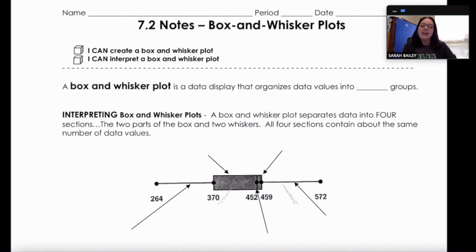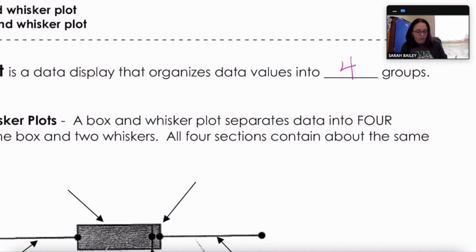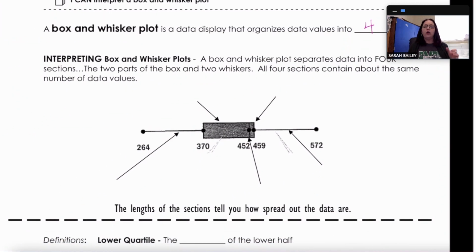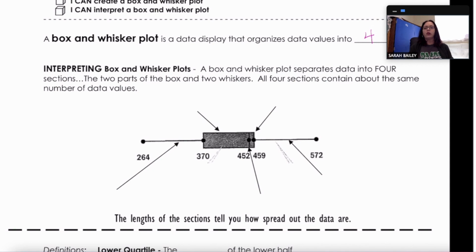Hello. Today we're going to talk about how to make a box and whisker plot. And so first one is a box and whisker plot. Well, if you're looking over here at your screen, you see an example of one. A box and whisker plot is just a data display that organizes data values into 4 groups. You should have seen box and whisker plots a little bit in 6th grade, so this should be somewhat of a review for you.